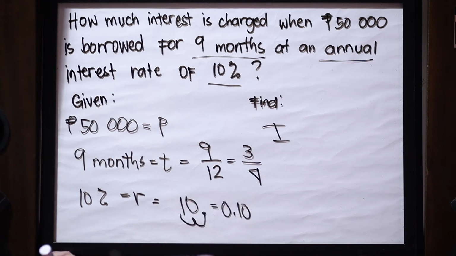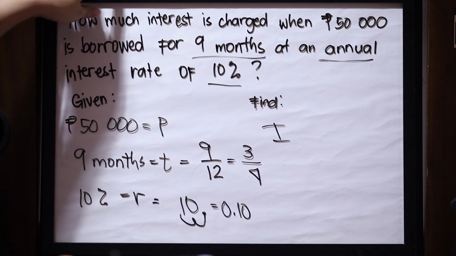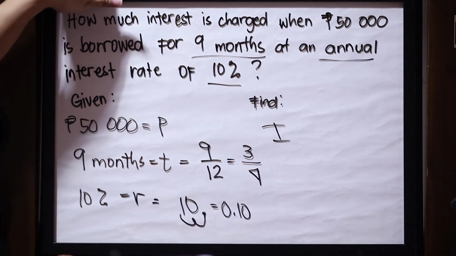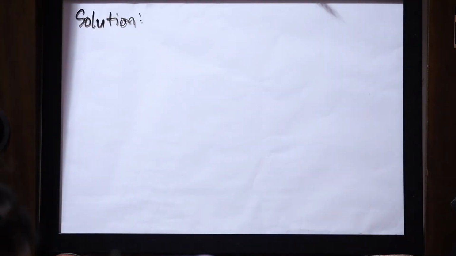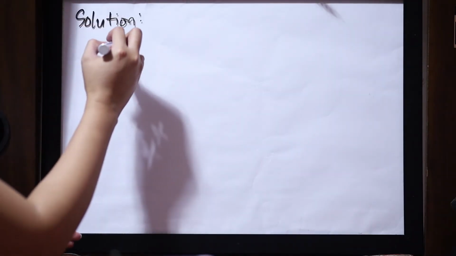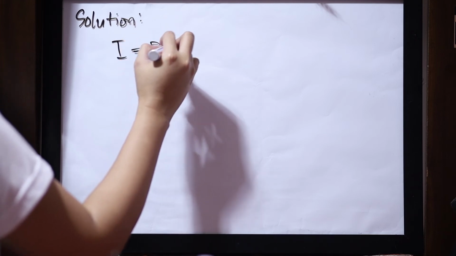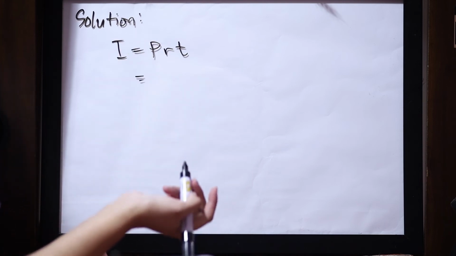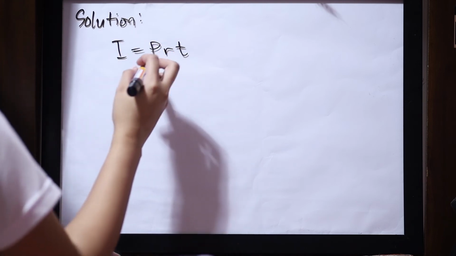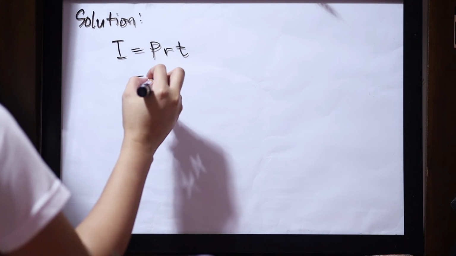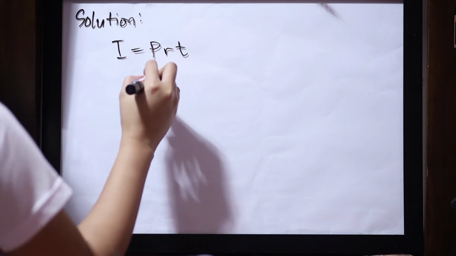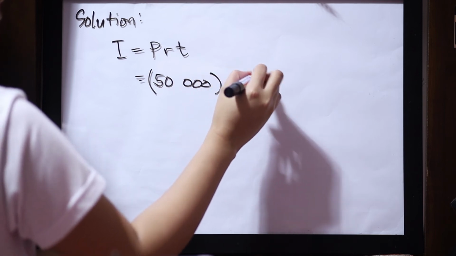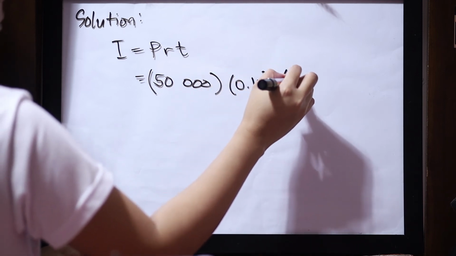So, we can now solve for the interest, giving the principal amount as 50,000, times 3 over 4, and the rate is 0.10. Again, the formula in getting the interest is P times R times T. No need to write the formula. If you want, you may. Next, we substitute the given values for P, for R, and for T. Our principal amount is 50,000. Our rate is 0.10. And our time is 3 over 4.